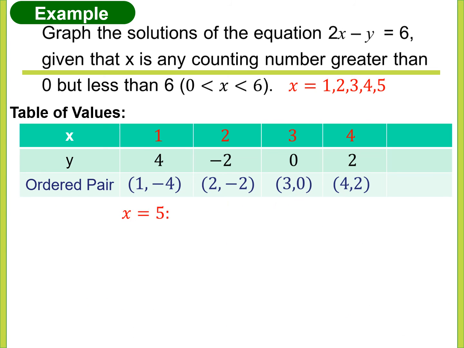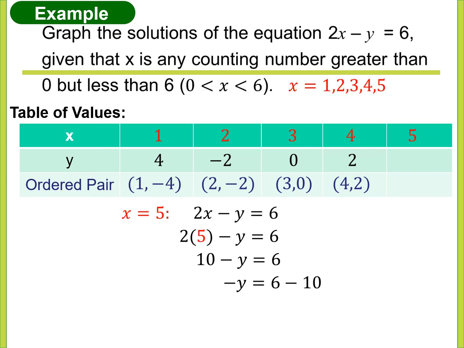Now the last value for x, copy the equation, then substitute 5. So 2 times 5 is 10. Transpose 10 to the other side. 6 minus 10 is equal to negative 4. Multiplying both sides by negative 1, we have y is equal to positive 4, because negative 4 times negative 1 is positive 4. So we have the last ordered pair 5, 4.